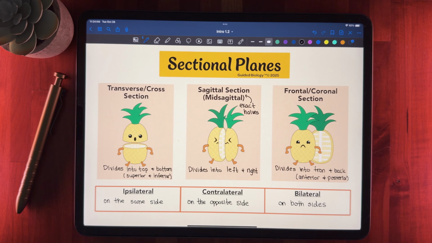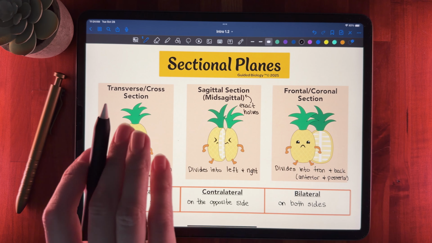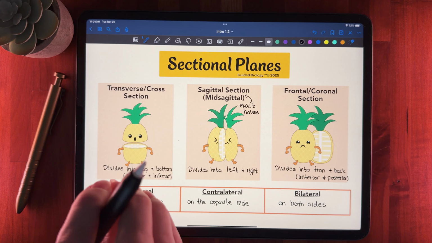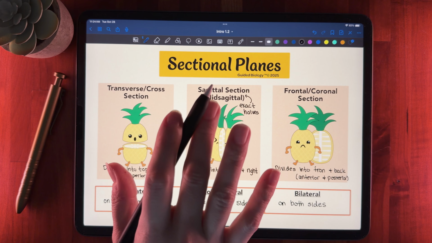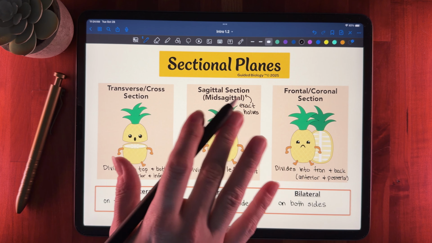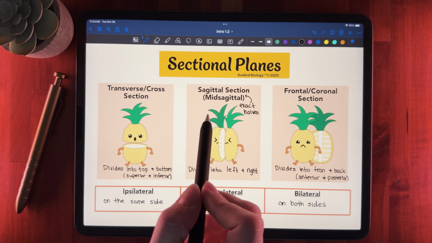That wraps up this video and our terminology. We have a couple more videos in this unit on introductory terminology. We'll be going over the body cavities and the membranes and also some of the organ systems. So stay tuned for those videos.